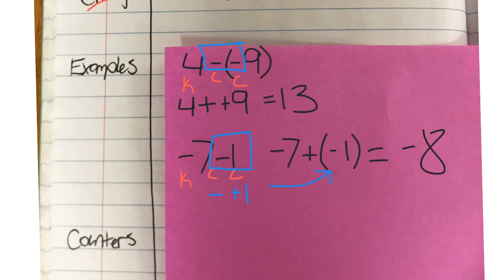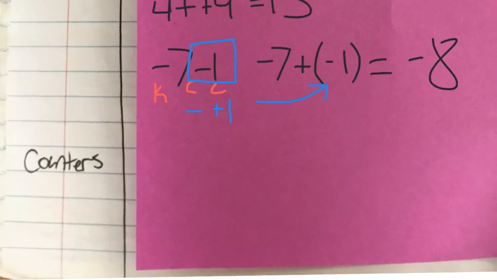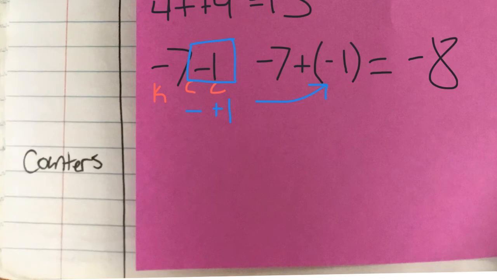Now down at the bottom here, those were just a couple of examples. I want to show you what it looks like with counters, because we did addition already with counters, so I wanted to show you a subtraction one also. So let's use the example. We're going to do a negative 8 minus a negative 2. So first off, we are going to use our keep, change, change still.